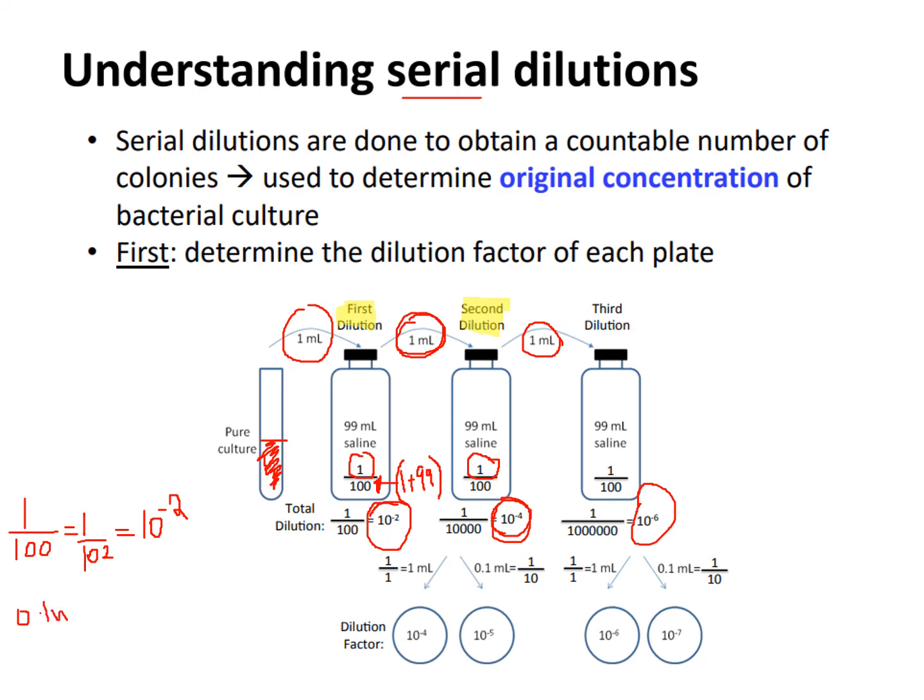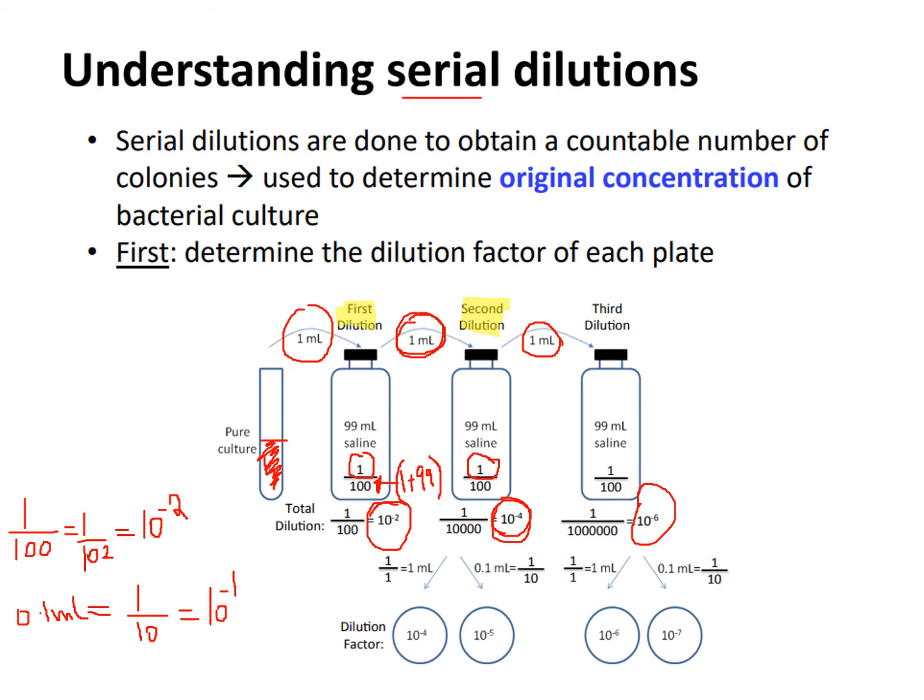0.1 mil. Okay, is there another way of writing down 0.1? Yeah, 1 over 10. Okay, so 1 over 10, 1 divided by 10, is 0.1. Now is there another way of writing 1 over 10? Yeah, go ahead and say 10 to the negative 1.